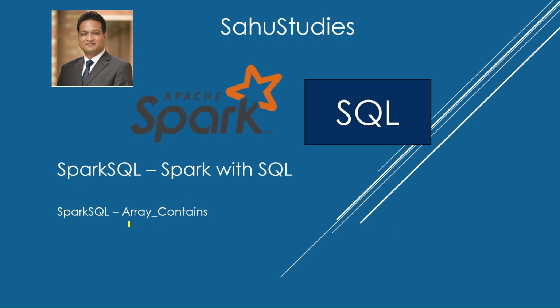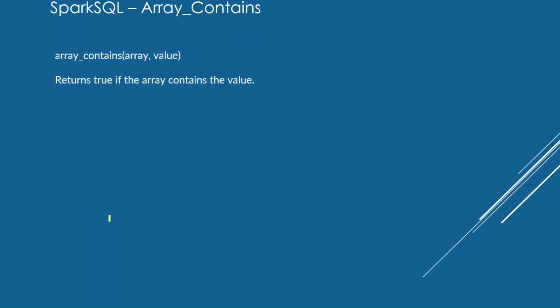In this video, we are going to discuss the array contains function in Spark SQL. So, why do we use the array contains function? It is used to figure out whether a value is present in an array type column or not. It will return true if the array contains the value, and it will return false if the array does not contain the value. So it is going to return either true or false.